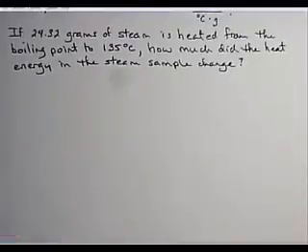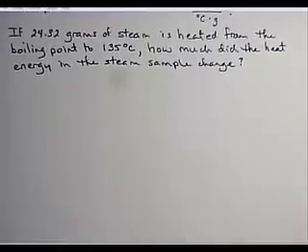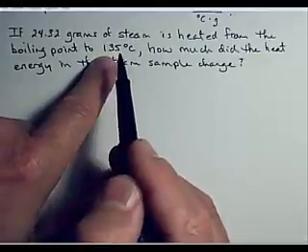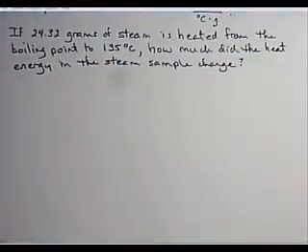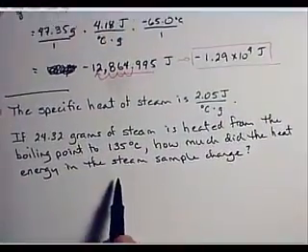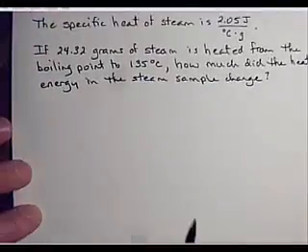Okay, so first we need to evaluate the question to make sure we're using the right equation, because in a little bit, we're going to have more than one equation. Here we're heating steam from the boiling point to 135 degrees C. So we're not changing the physical state, we're changing the temperature. So this is the equation we want: Q equals mass times specific heat times change in temperature.